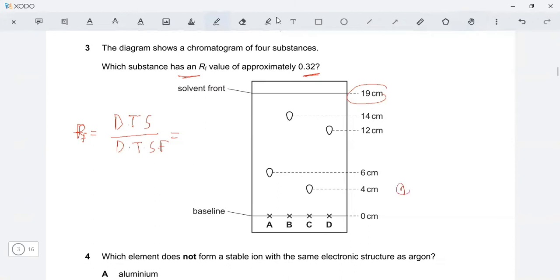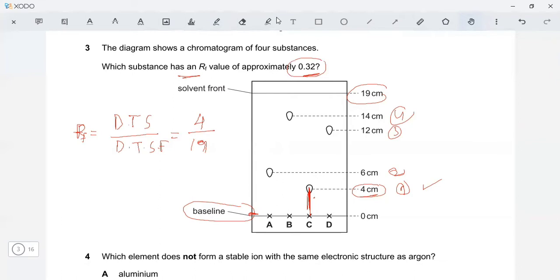So I write here, the solvent front is this, and these are 4 different solutes. This is one, second one, third one, and fourth one. These are different solutes, where you can see how much distance they travel from the baseline. So find out the Rf value for the first solute. Let's suppose this much distance it traveled, 4 centimeters. So distance traveled by the substance is 4 centimeters divided by distance traveled by the solvent front, which is 19. You divide it and get the Rf value, which must be approximately 0.32.